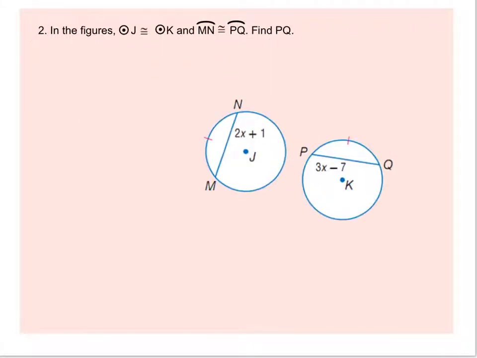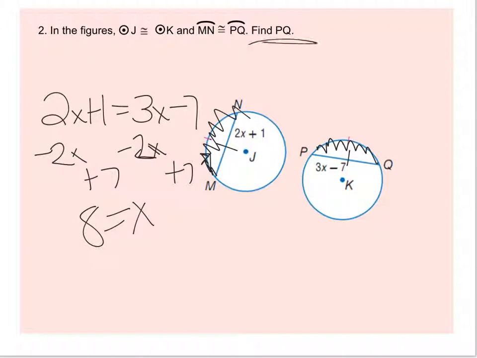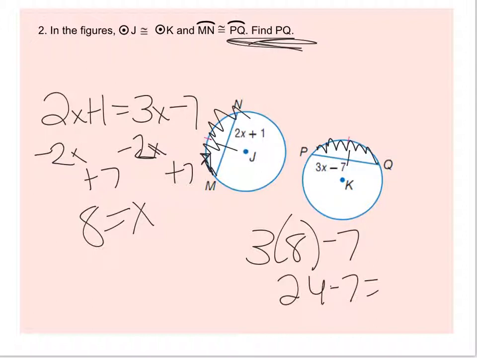In circle J, circle K, arc MN is congruent to arc PQ. 2x plus 1 is equal to 3x minus 7. So the arcs are congruent, that means those chords are congruent, that means set them equal to each other. Just an algebra problem that you've done 100 times in your life. So x is going to equal 8. If they want to know PQ, so 3 times 8 minus 7, that's 24 minus 7, so that's going to be 17.